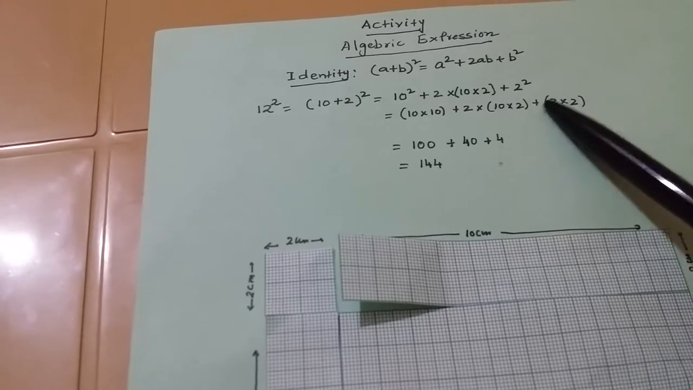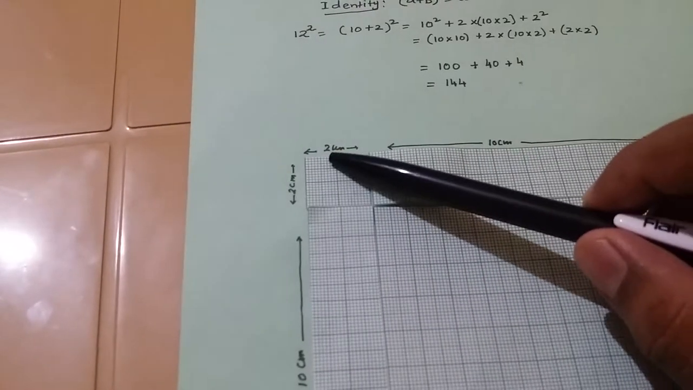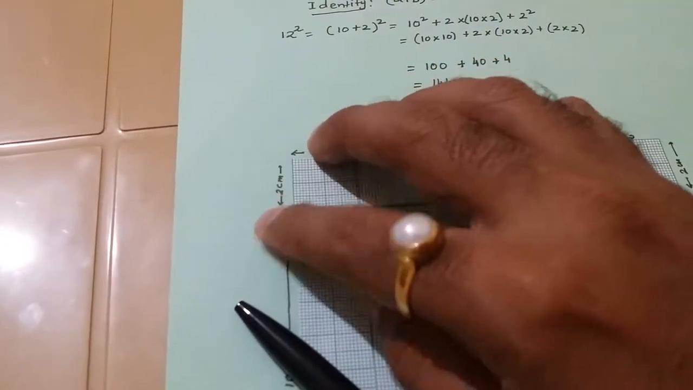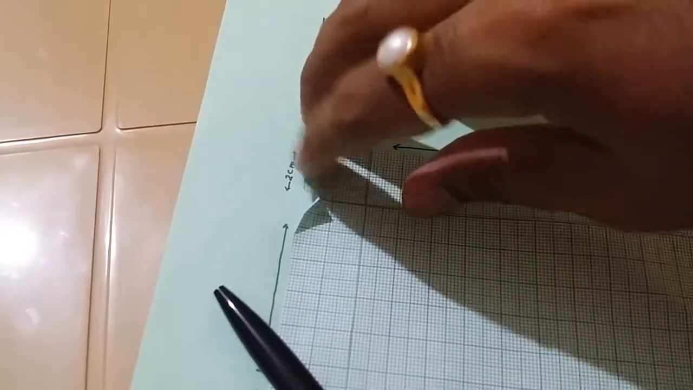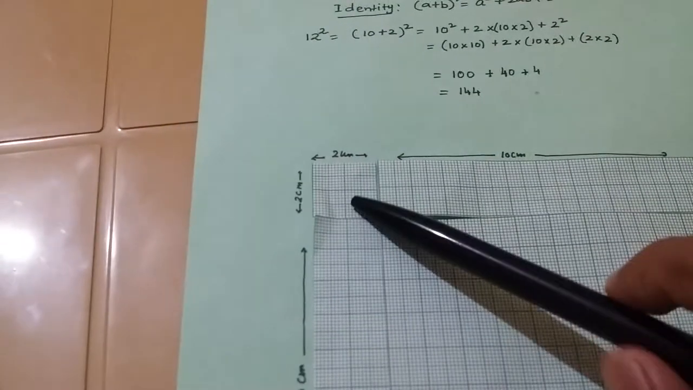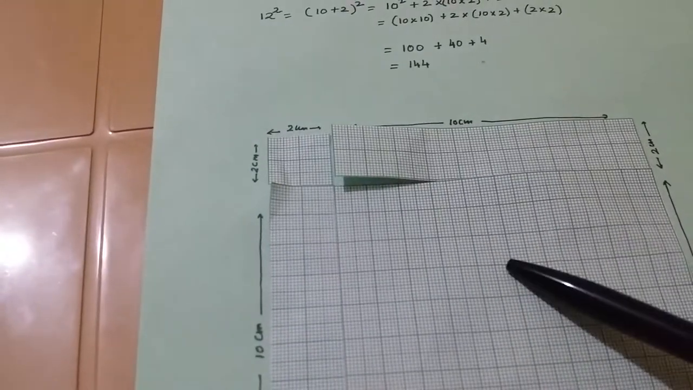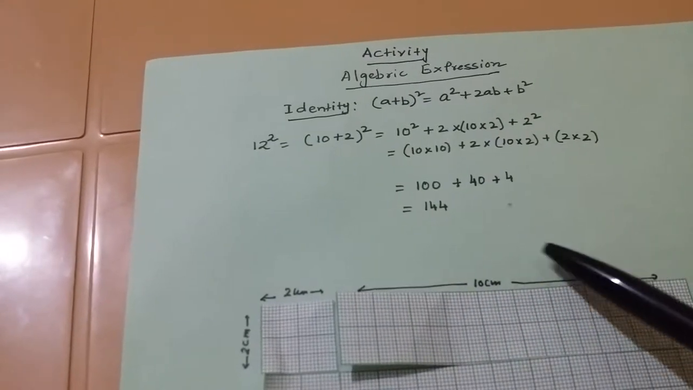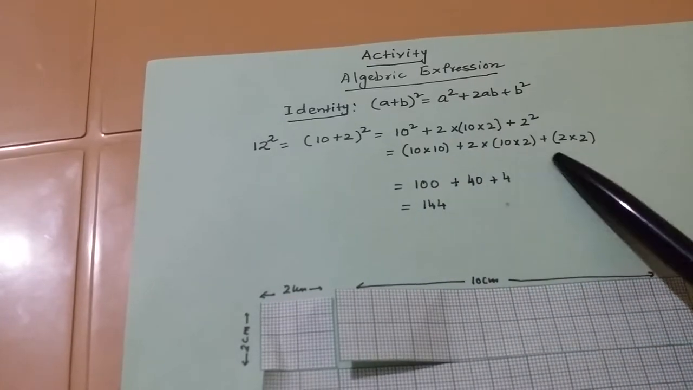Next we are going to do 2 into 2. That means a 2 by 2 box. Here I have taken 2 by 2, and I have just added it over here. Right now I cannot open it, as I have already stitched it to make it understand better. So this is 1, 2, 1, 2. This is a square, this is another 10 by 10 square, and I have taken 2 rectangular boxes as per the formula a square plus 2ab plus b square. You can see it from here. So that grid box is done.